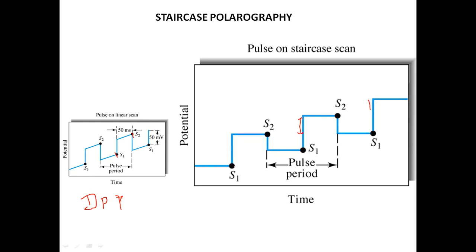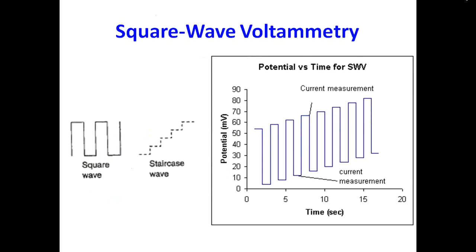The current is measured twice, before the pulse is applied and at the end of the pulse, that is, before the mercury drop falls into the electrolytic cell. So the current is measured two times, S1 and S2, and this current difference is plotted against the potential. Because this shows a staircase kind of graph, it is called staircase polarography.